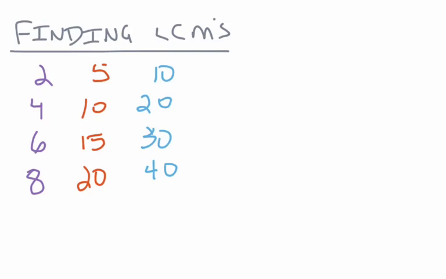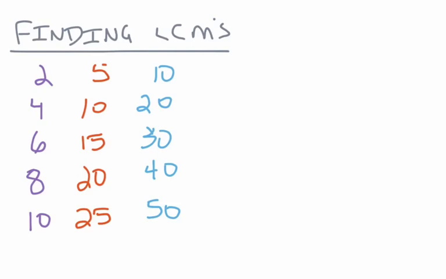I still don't have a number that appears in all four columns, so I'll go one more, see what I can find. My fifth multiple, 2 times 5 is going to give me 10. 5 times 5 is going to give me 25. 10 times 5 is going to give me 50. Now I'm going to pause and take a moment and look at what I have here.